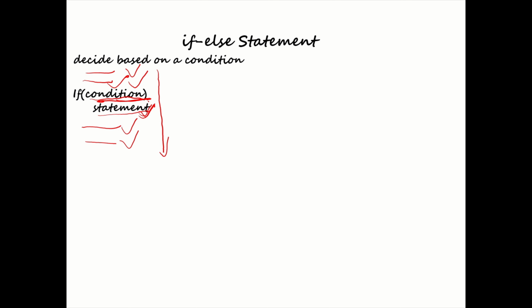Now what if I want to execute a block of statements, or a group of statements, if a condition is true? In that case, we go with something called a block. So if the condition is true, all those statements, the group of statements, I will write from this curly brace to this curly brace. We call it a block.